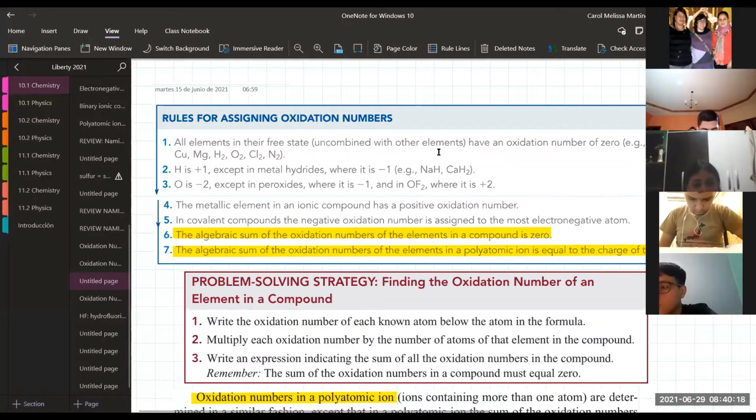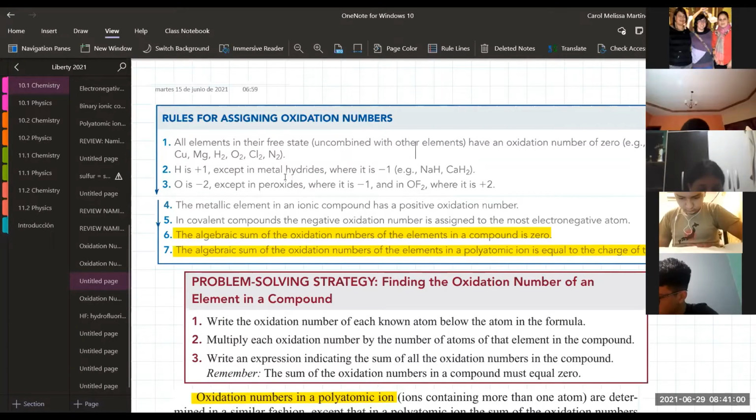The first rule about oxidation number says that when elements are uncombined, which means that they are pure, not combined with other elements, the oxidation number will be 0. For example, sodium alone will be 0, and so will copper and magnesium. All elements, when they are not combined, are going to be 0. Also, the atomic elements like hydrogen, oxygen, chlorine, and nitrogen are going to be 0 if they are not combined.